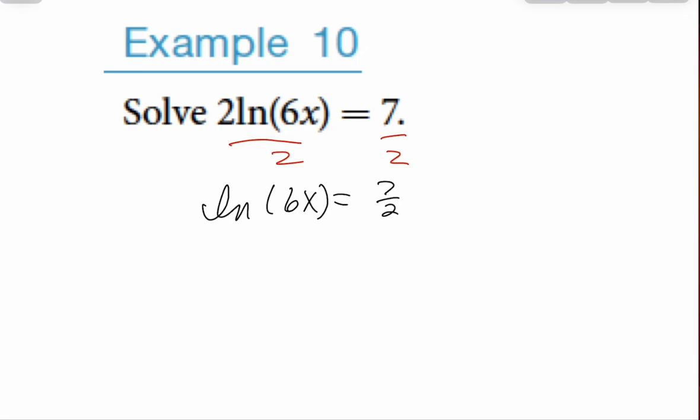Fractions, as long as they're reduced. Yeah, go ahead. Fractions, as long as they can't reduce, are fine. Just leave them like that. If you can reduce it, reduce it.